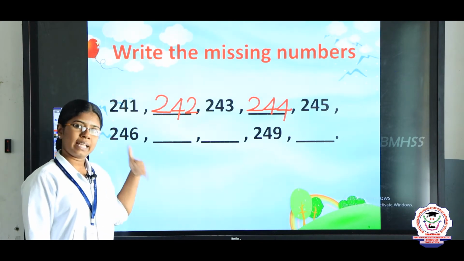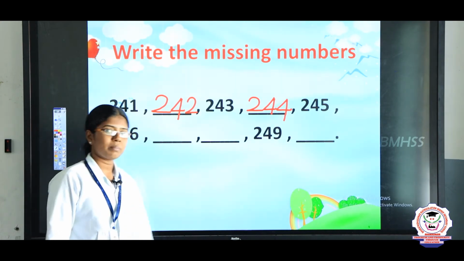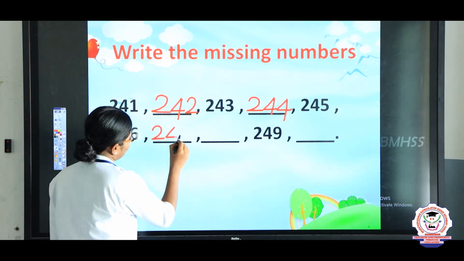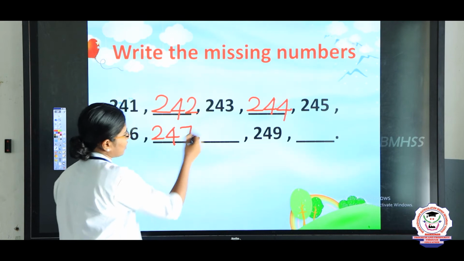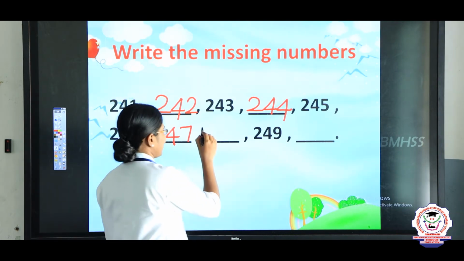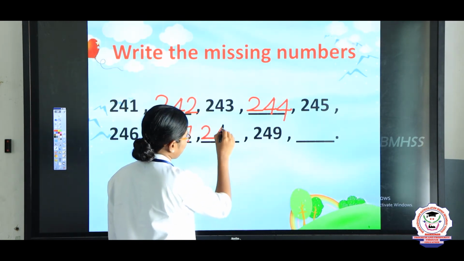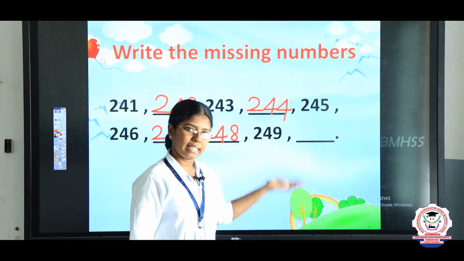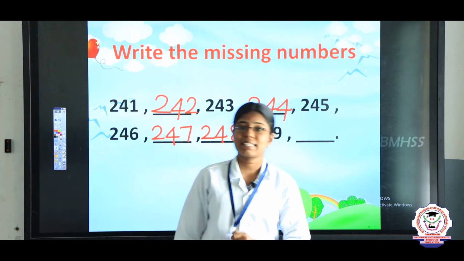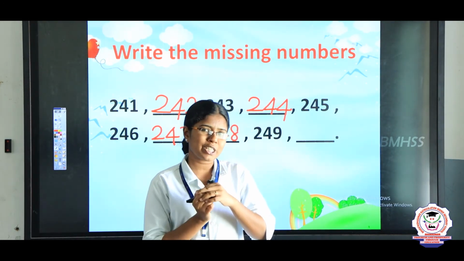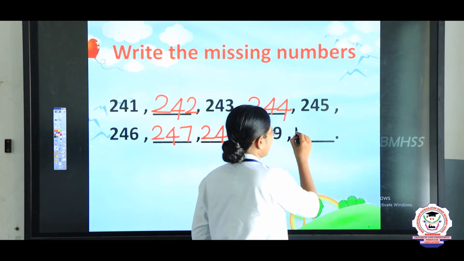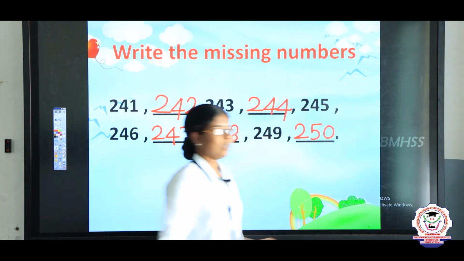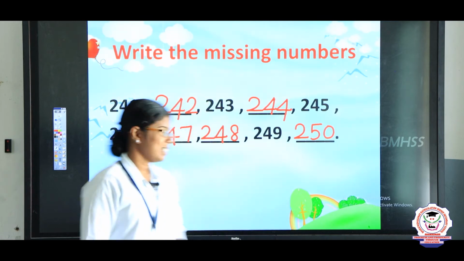246, they already gave. So what is the next number? Yes, you are correct. 247. Following that, 248. The next number will be 249. They already gave. So what is the final number in the series? Yes, 250. Right? Good.